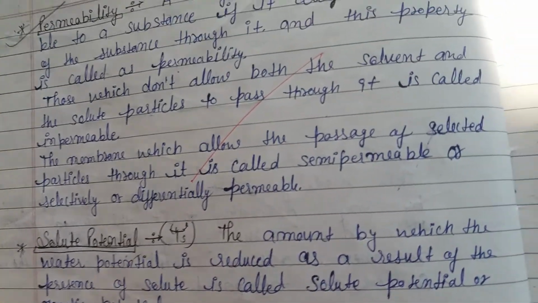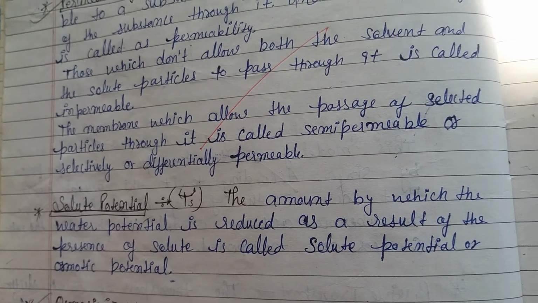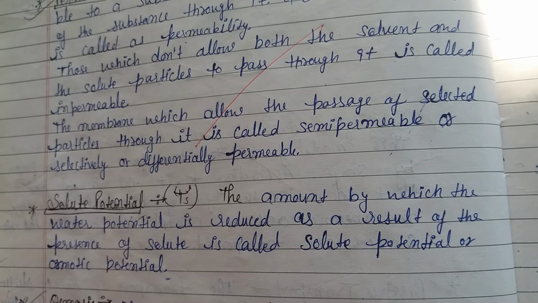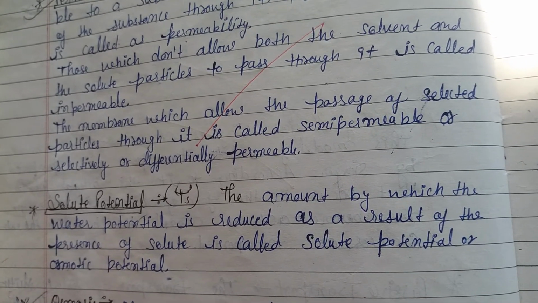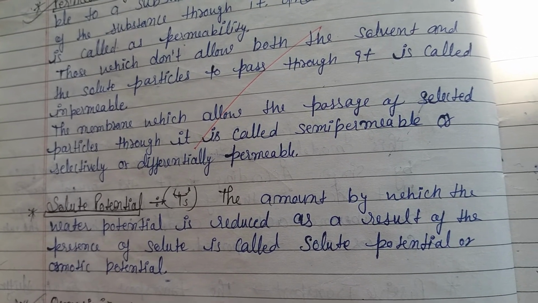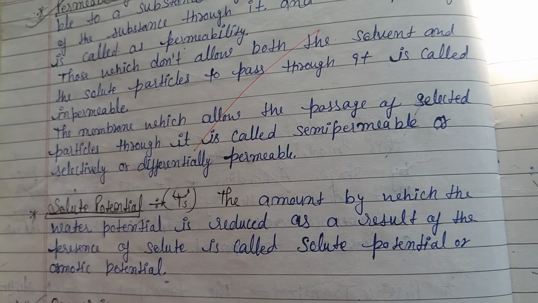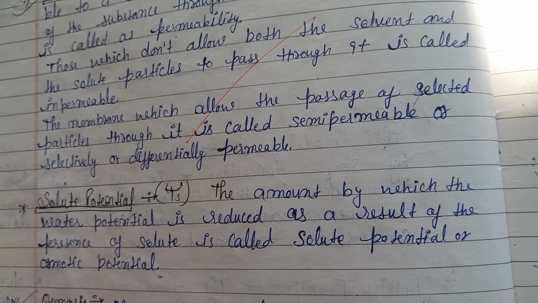Now solute potential. The amount by which the water potential is reduced as a result of the presence of solute is called solute potential or osmotic potential. What is solute potential? The amount by which the water potential is reduced as a result of the presence of a solute is called solute potential.